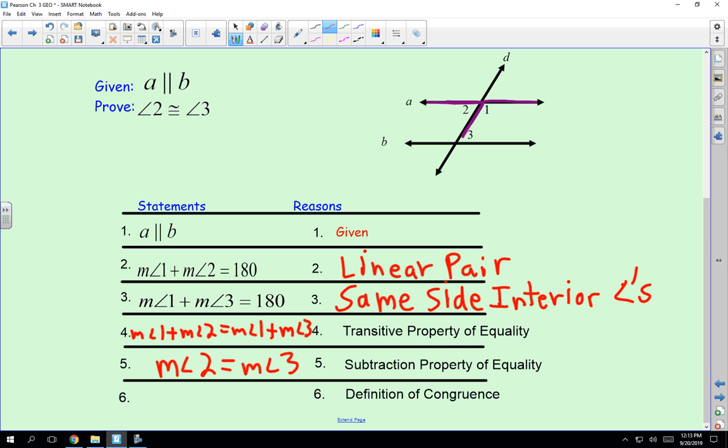Then the final step is just to say angle 2 is congruent to angle 3, because when their measures are equal, they are the same size, or congruent. So that's the proof. You're going to end up doing one like that in the assignment as well. Use this as your guide.